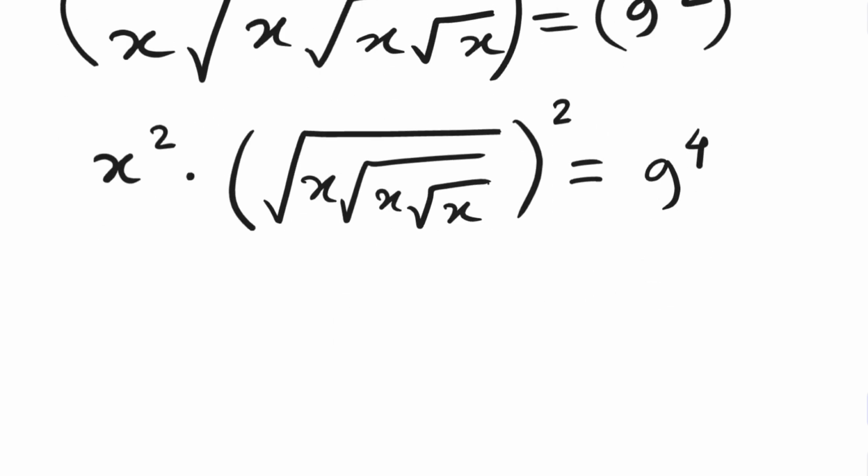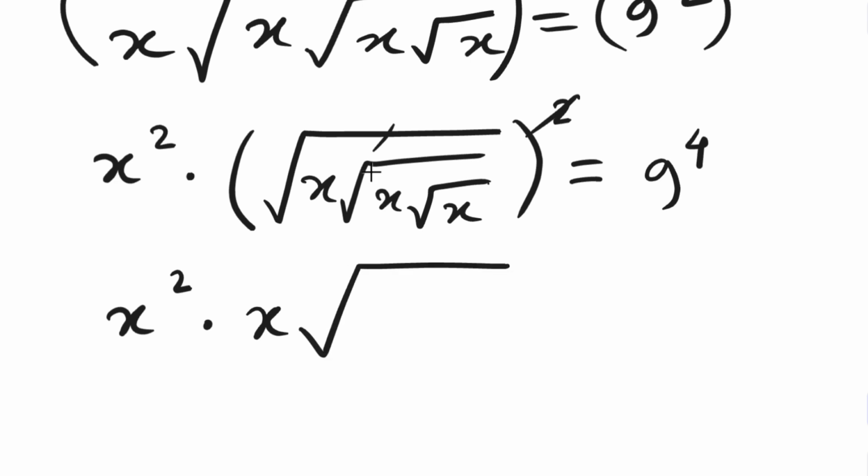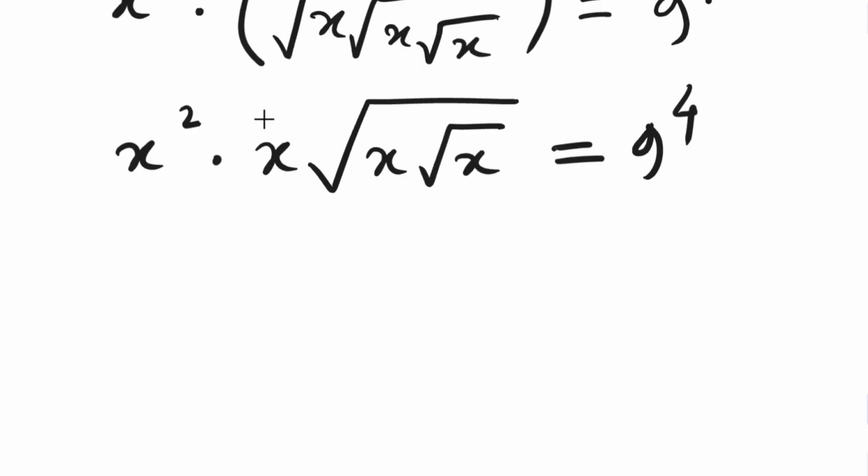Once again, the square removes one outer square root, so the remaining expression becomes x squared multiplied by x, multiplied by 2 nested square roots of x equals 9 raised to the power 4. Now pay attention to the simplification. We use the law of exponents, which says when multiplying powers with the same base, we add their exponents. x squared multiplied by x becomes x cubed.